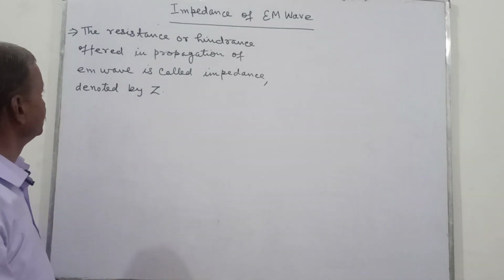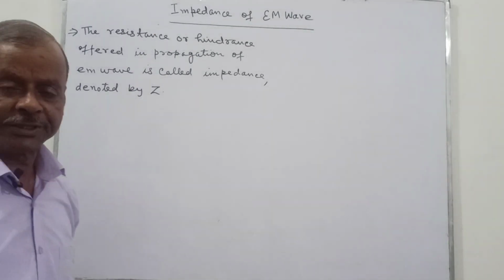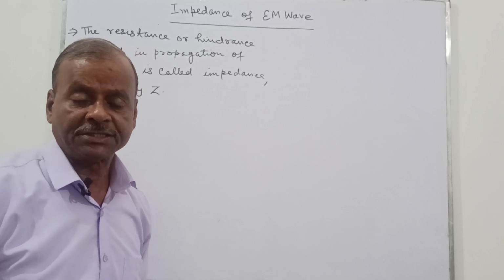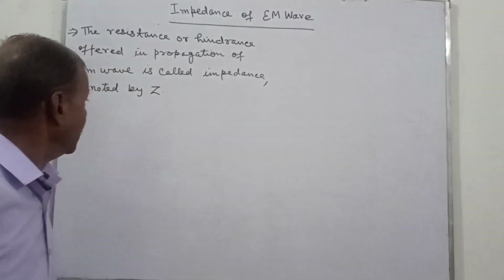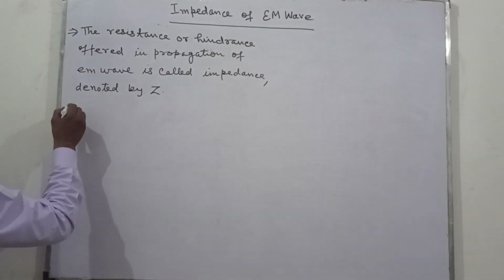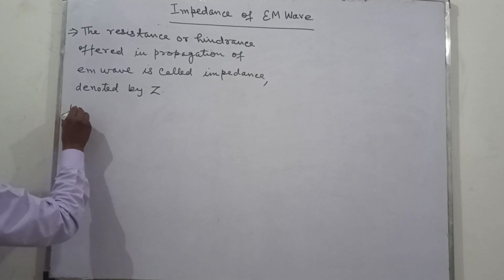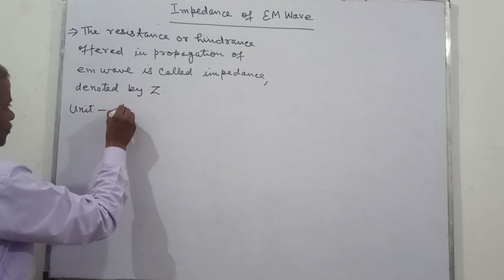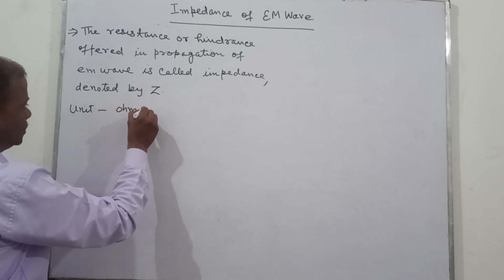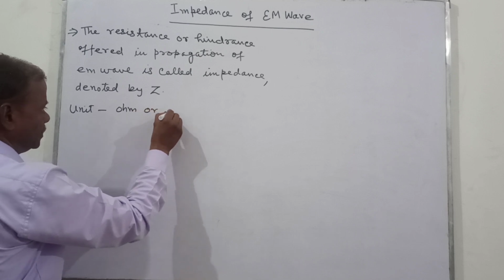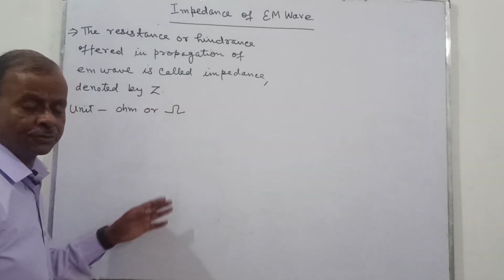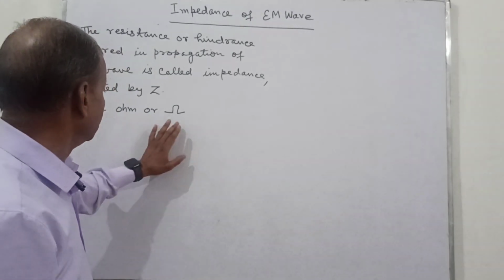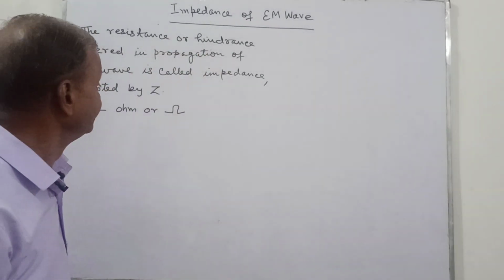Resistance or hindrance offered in the propagation of the electromagnetic wave is denoted by Z, and its unit is ohm. This is the symbol of the ohm. Since this is a resistance, resistance is measured in ohm. So this is the unit of impedance.